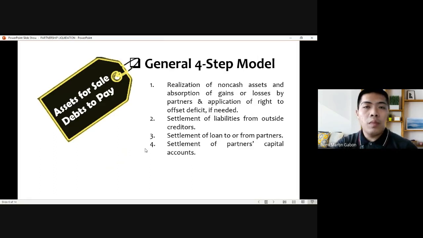So let's move on with the general steps in accounting for partnership liquidation, the general four-step model. First, you must realize non-cash assets and absorb the gains or losses by the partners, and the application of right to offset deficit if needed. Okay, so we're going to apply it later on in problem solving.